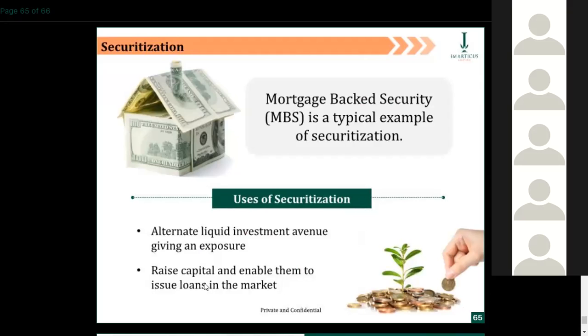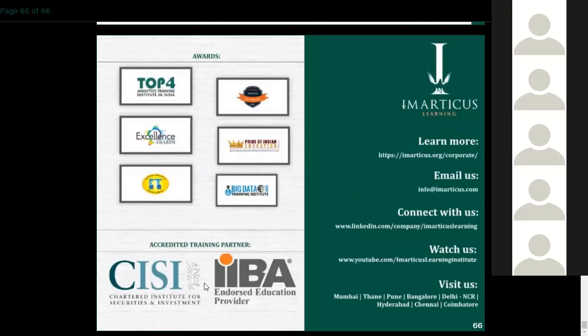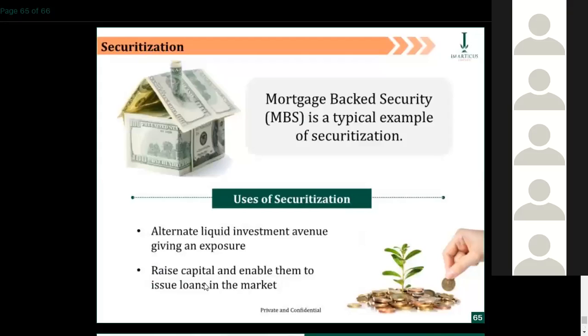So that is how it is. So banks need a constant flow of funds to issue more such loans, and by doing this securitization process they are able to raise capital, and this enables them to issue more such loans in future, right? So with this we complete fixed income, right?